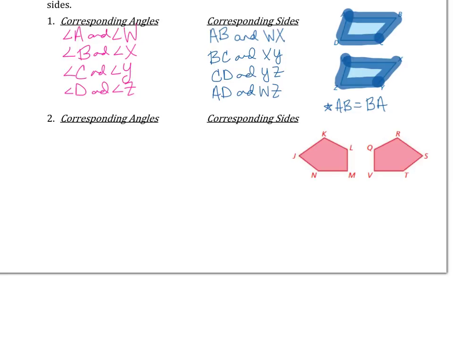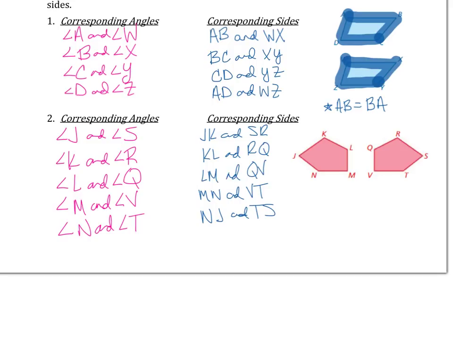Now notice that these two shapes are not in the same exact position like they were in the first example, so just make sure you take that into account whenever you're naming the corresponding pieces. Now it's a five-sided figure, so you should have 5 sets of corresponding angles and 5 sets of corresponding sides. So go ahead and pause, and then you can check your answers with mine when you're finished.